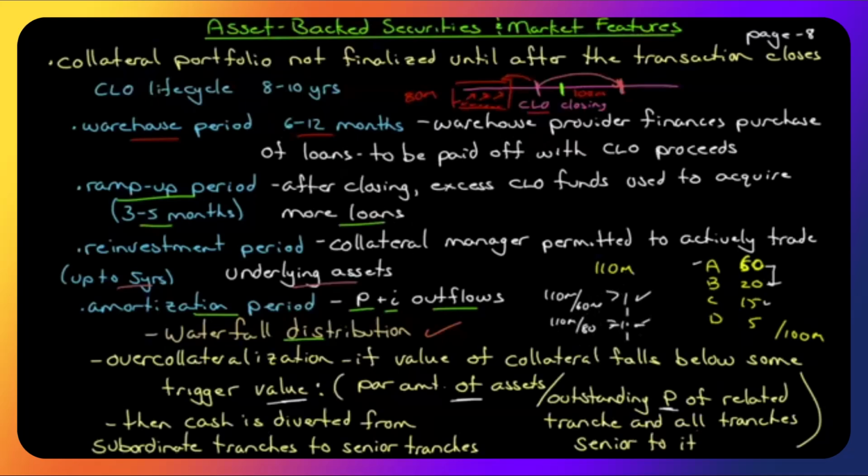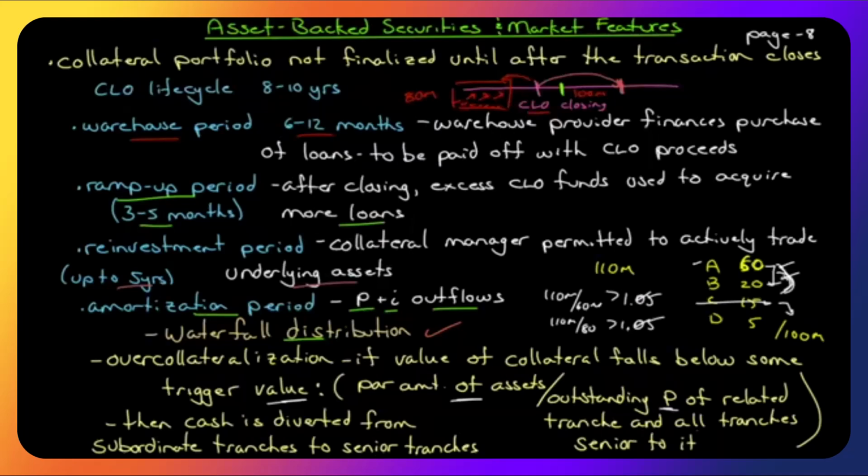Now, I'm using 1. It might be 1.05. The trigger value might be 1.05, that as soon as you fall below 1.05, you have failed. Let's assume that by the time we get to C, it's below the 1.05. If that's the case, cash is diverted from subordinate tranches to senior tranches, which means you stop right here and all principal flows to these tranches to make them whole. And then whatever's left over, you pick up from here and continue on. That's a cash flow CLO.